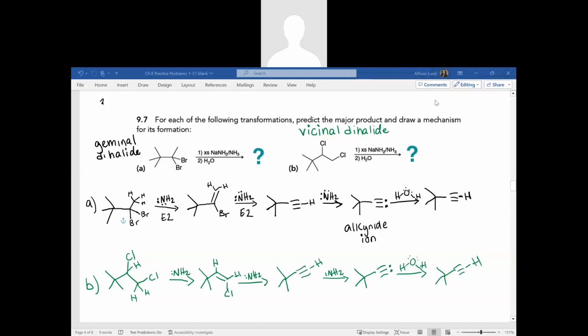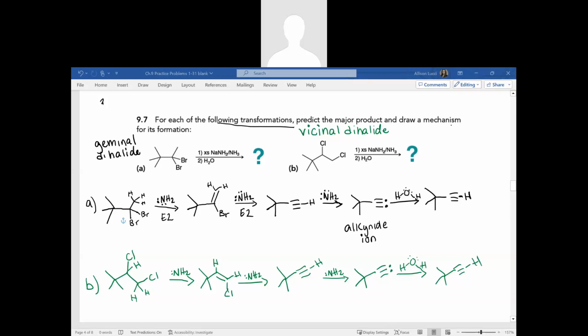In problem 9.7, we're given some information and we're asked to predict, or rather give, the major product for each of these transformations, and then we're also asked to draw the mechanism.